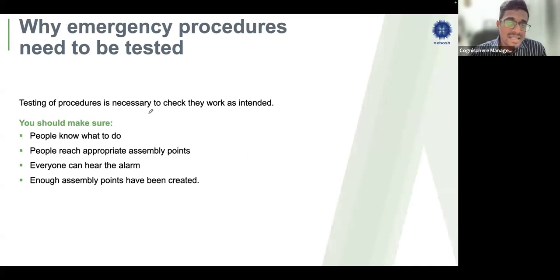So testing is necessary to check they work as intended. You should make sure people know what to do and that people reach their appropriate assembly points. Assembly points are a safe place where people will assemble following the evacuation from the building. So people need to know where the assembly points are for that building. And then make sure everyone can hear the alarm. If there are areas of your building where the alarm is not functional or not audible, that will be identified.